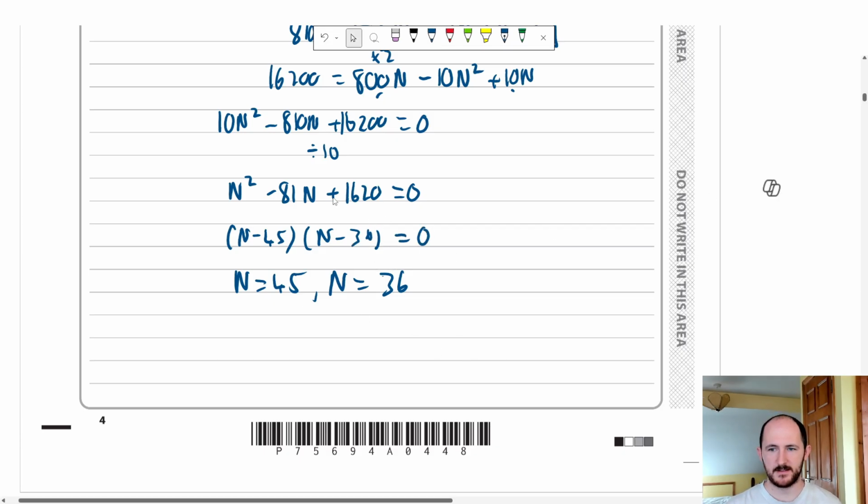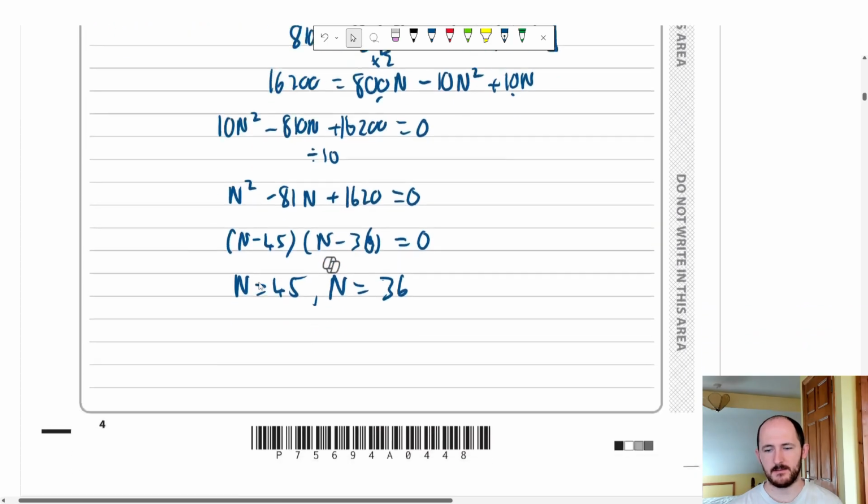Now, if you think about it, what are the solutions? Well, 36 and 45. If I expand this, n squared minus 45n minus 36n gives me minus 81n. And I'm going to assume 45 times 36 is 1,620 because everything else is correct. Cool.